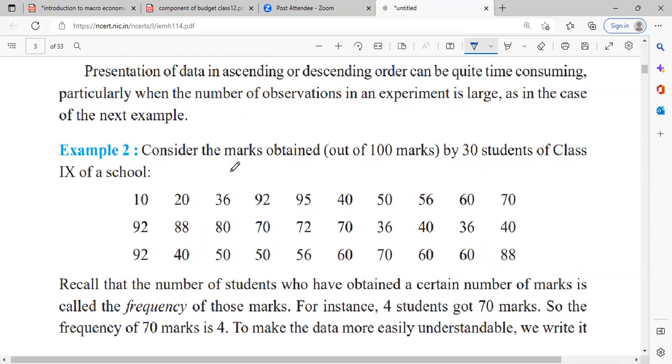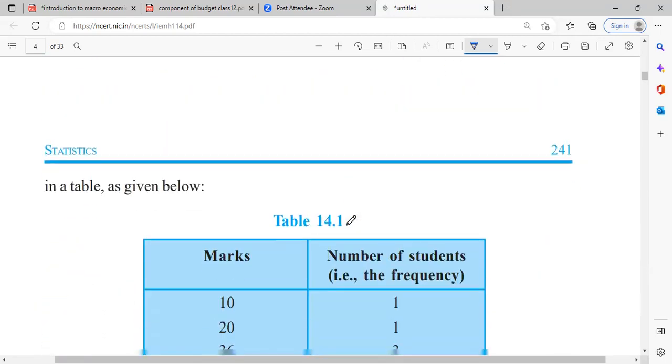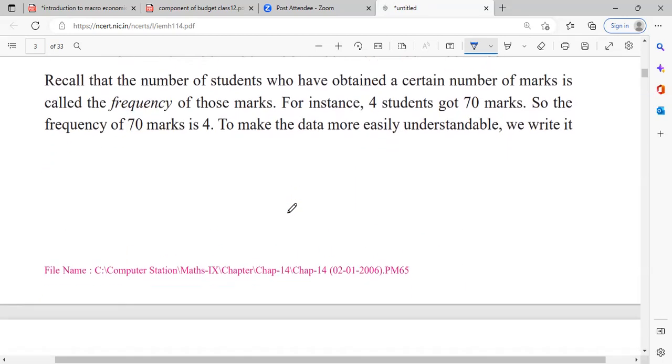Yes, ma'am. This is basically the marks obtained out of 100 by 30 students. So in total, how many students do you have? 30, right? So this is the thing: you have to make a table. You can see the table, right? I have already told you how to make a table. So now you will make a table, then we will check what you made.